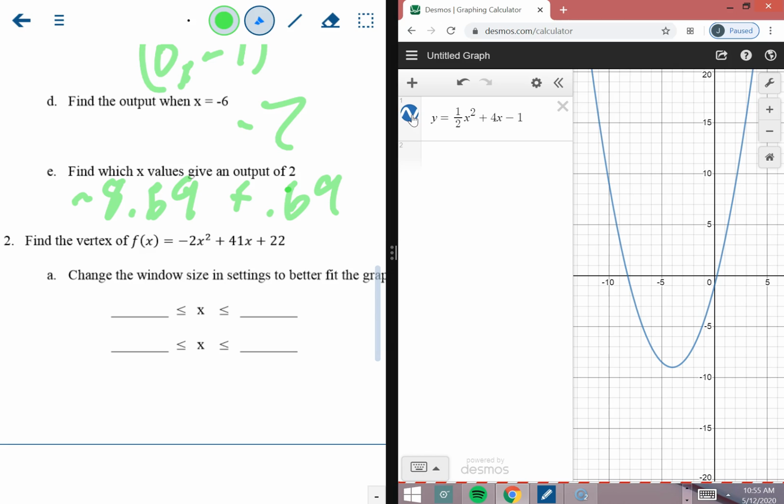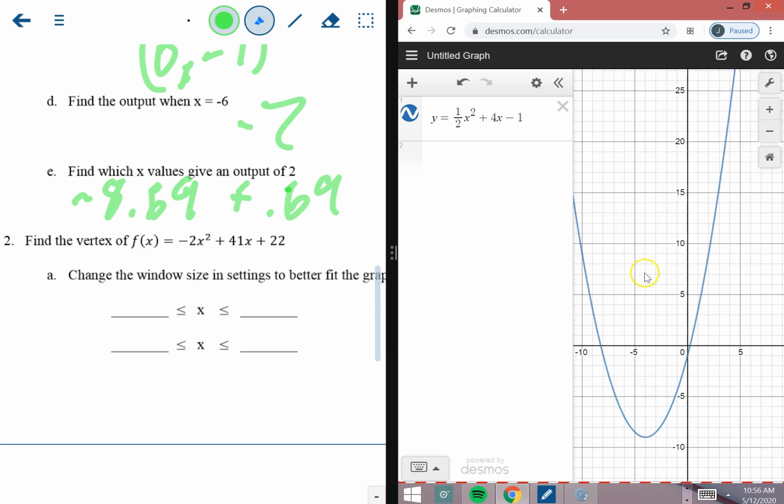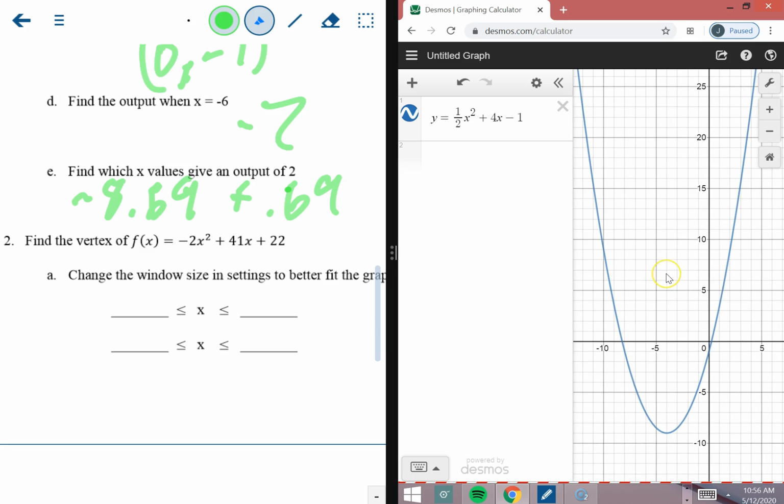All right, now one option is you could also drag the graph around and kind of see different parts of it, or you could zoom out and zoom in. So on this next one, we're going to have to use that feature as well.